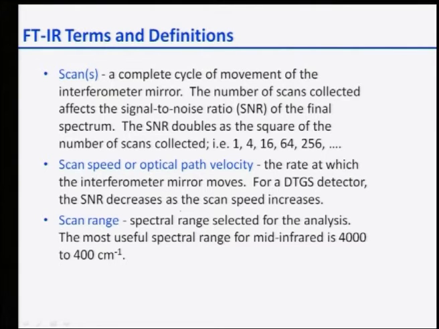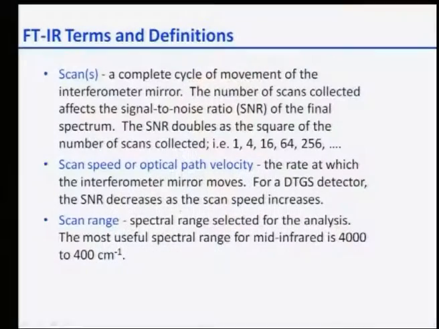A scan means a complete cycle of movement of the interferometer mirror. The number of scans collected always affects the signal to noise ratio. A complete cycle of movement of the interferometer gives one scan, so we can have many scans for a particular data set to improve the signal to noise ratio.